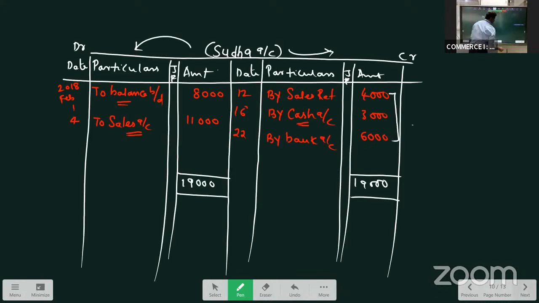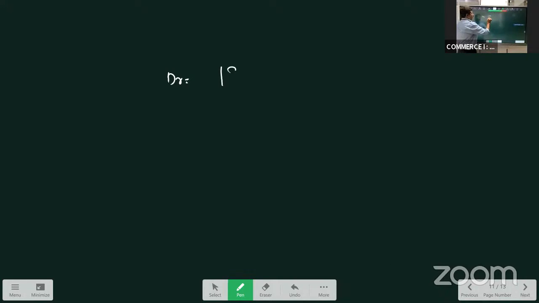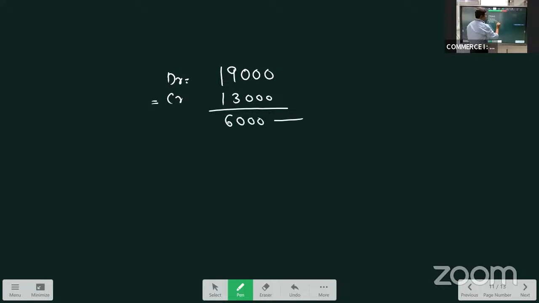Okay. What is the debit side total? We have seen the debit side total was 19. Debit side total कितना है? 19,000. और credit side कितना है? 13,000. 19 minus 13 is 6,000. So this is the amount either due to or due from. This is the balancing figure. But what we have an additional component, discount 10%. Okay. Now remember, take a note of this.